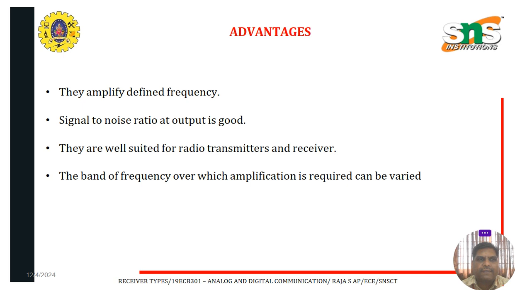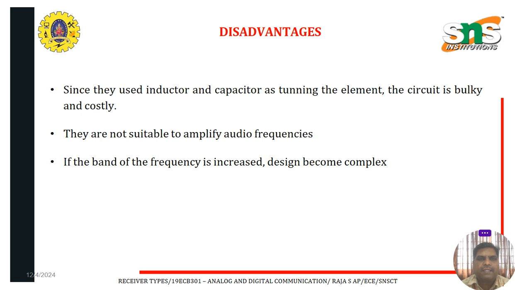The advantages of the TRF receiver: they amplify a defined frequency, and the signal to noise ratio at the output is very good. They are very well suited for radio transmitters and receivers. The band of frequency over which amplification is required can be varied. The main drawbacks of these TRF receivers are, since they use inductors and capacitors as tuning elements, the circuit is bulky and costly. They are not suitable to amplify audio frequency for higher gain values. If the band of frequency is increased, the design must be more complex.